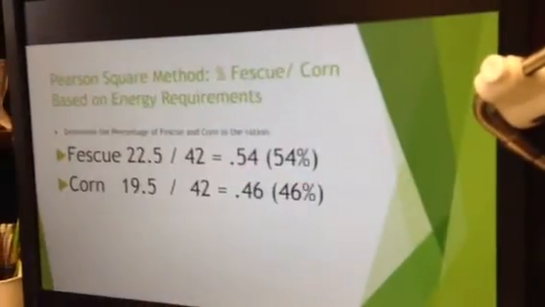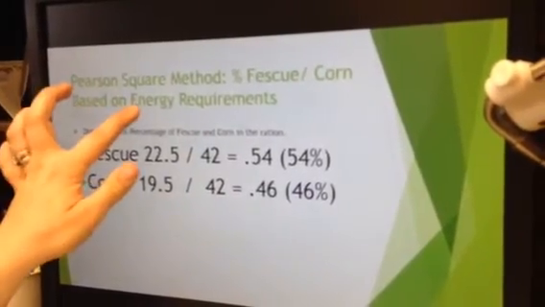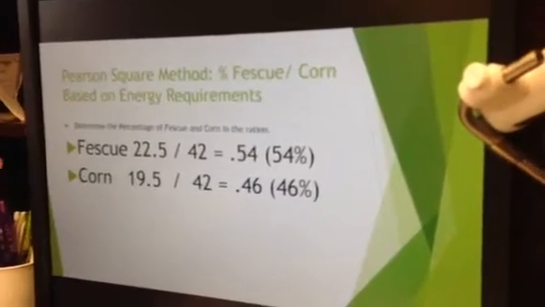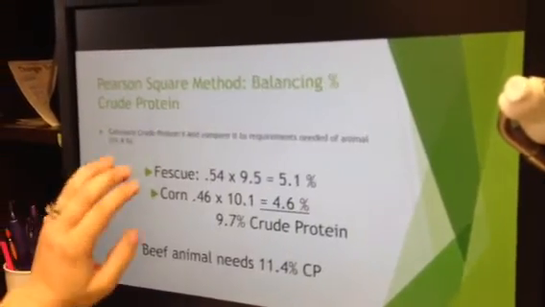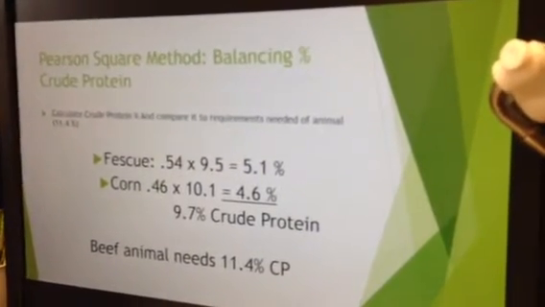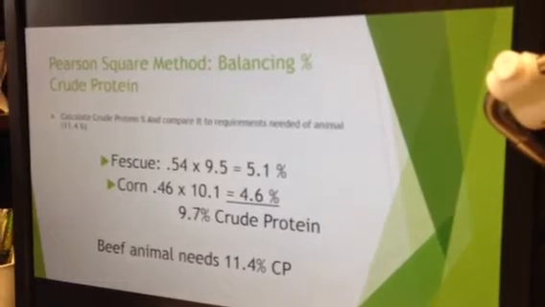Okay? That will give us the percent fescue and corn based on the energy. Okay? So we got 54% and 46%. We're going to use that together to determine our crude protein, because that's very important as well. We need energy and protein. That's what we're balancing our ration for.